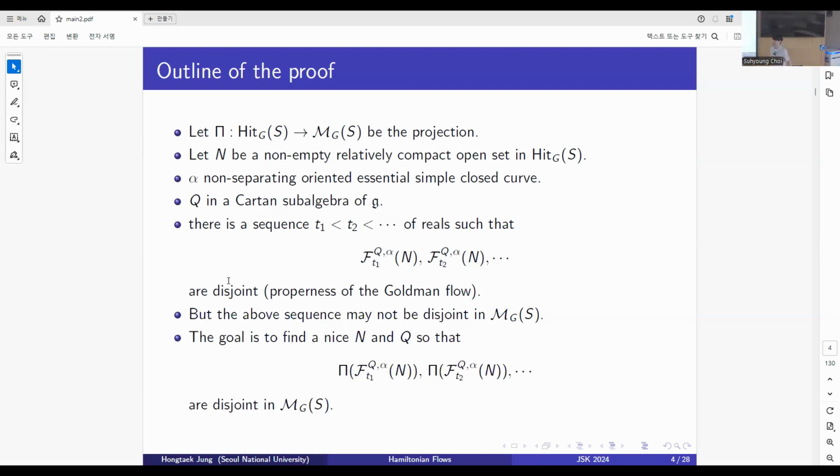So what we are actually going to do is to find a nice open set N and a nice Q that make these open sets disjoint at the level of moduli space. And then we win the game. So that's what I'm going to do. So we have to find nice conditions on N and nice conditions on Q that make these sets disjoint. Okay?